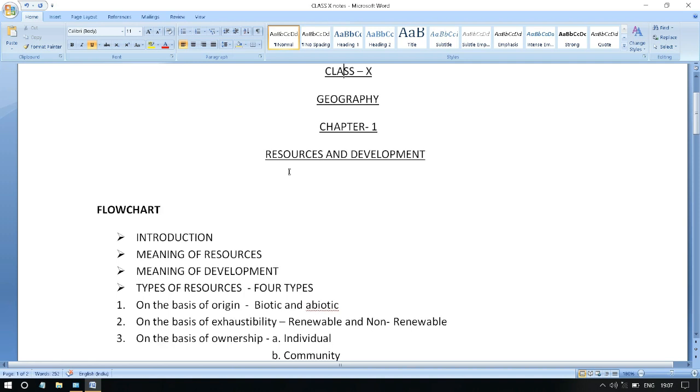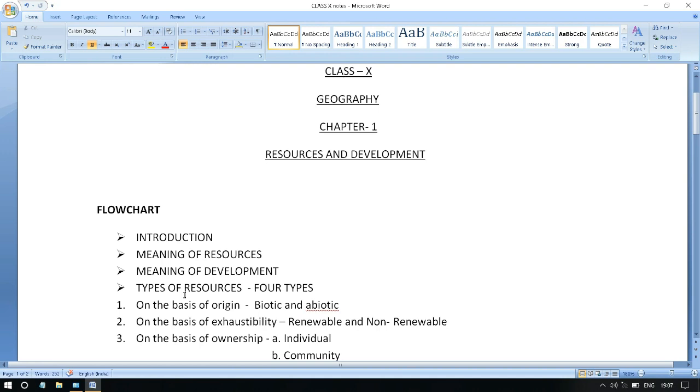In the sociology book, the meaning of development is different. Take the example of the economics book. There also your first chapter is development, and the sense of the word development is different there. So first of all, we are going to understand the meaning of resources at the time of notes, and I will explain this then. Then the meaning of development. And now, types of resources.